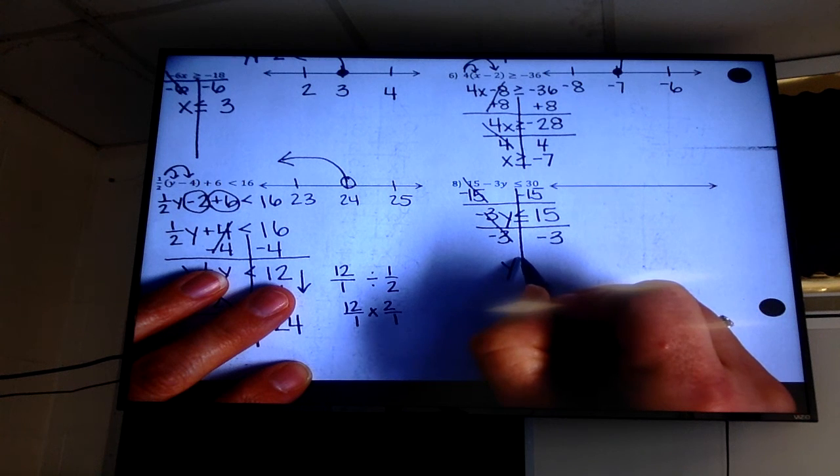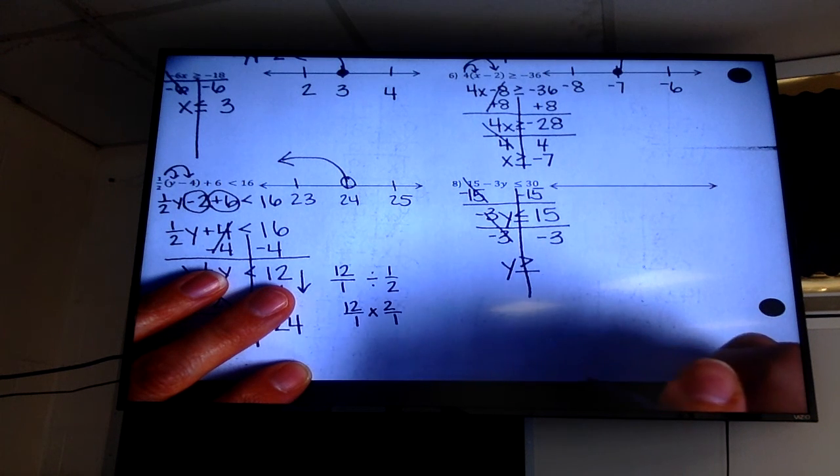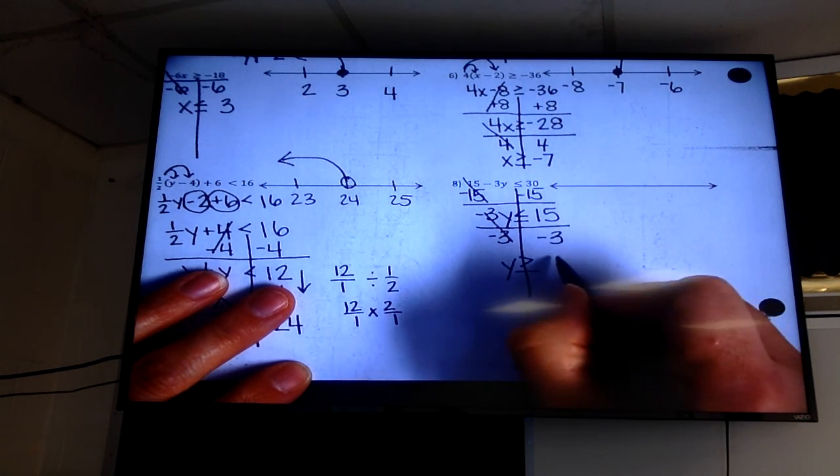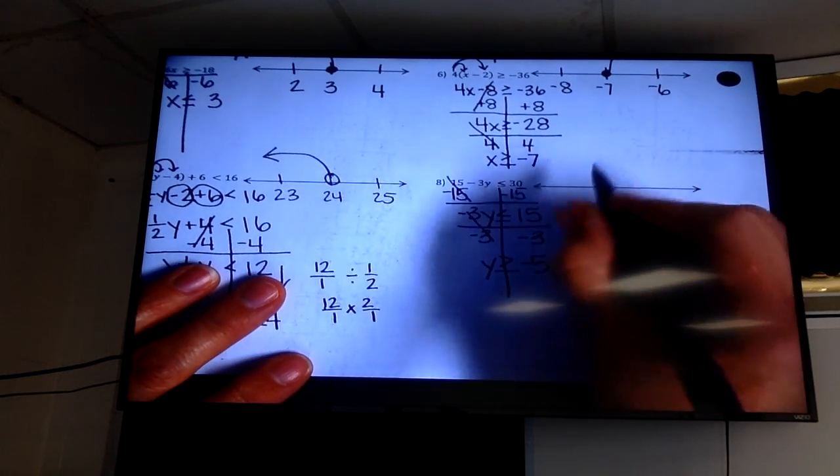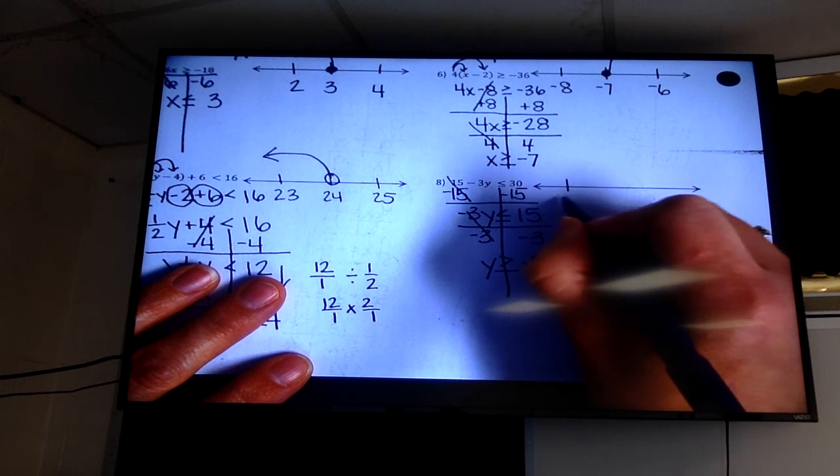Again, I divided by a negative, so I need to flip my sign. 15 divided by 3 is 5, and a positive divided by a negative is a negative. So y is greater than or equal to negative 5.